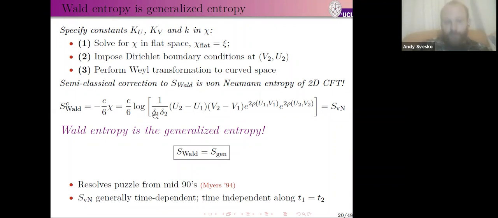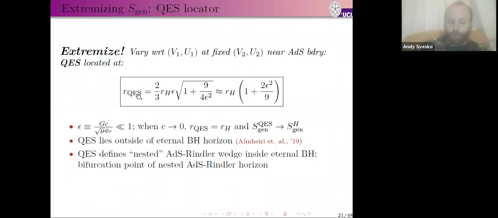Now, this is only the semi-classical bit, but you include the gravitational part as well, and that's what gives you this position, which you first write in uv coordinates, but then you can exchange those for Schwarzschild coordinates. That's all I've done here. The observation that the quantum extremal surface lies outside of the eternal black hole horizon is something that was noticed by Almheiri, Maldacena and others back in 2019. But here we've included the full effects of the backreaction, whereas they didn't necessarily include those effects.